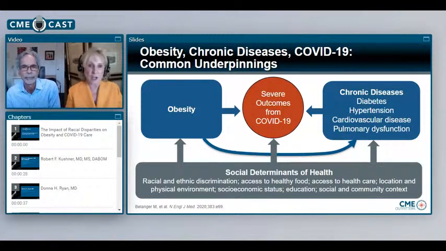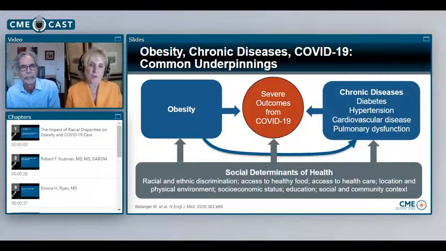And we certainly know that these factors increase risk for obesity. They also increase risk for the chronic diseases like diabetes, hypertension, cardiovascular diseases, and pulmonary dysfunction. And they also increase risk for more serious and complicated outcomes of COVID-19 disease. And furthermore, obesity and the chronic diseases drive risk for adverse outcomes of COVID-19.